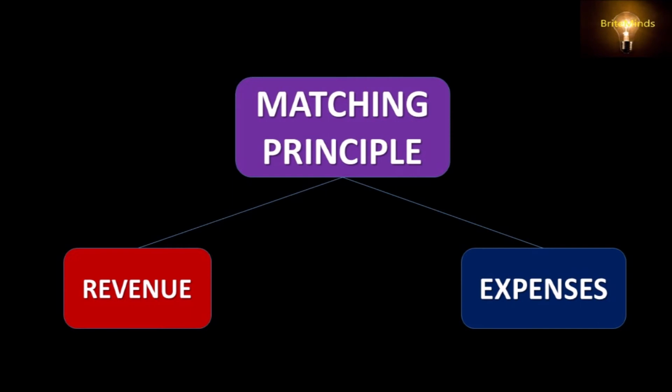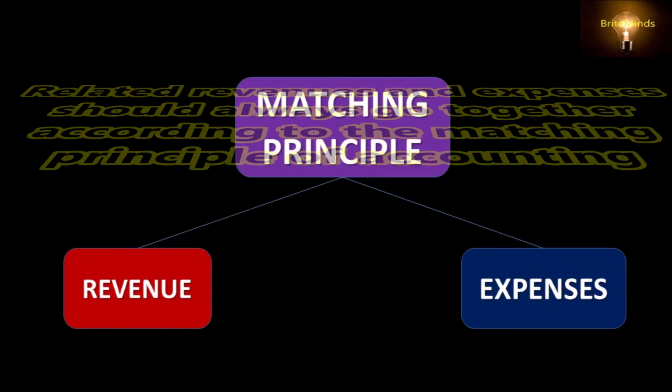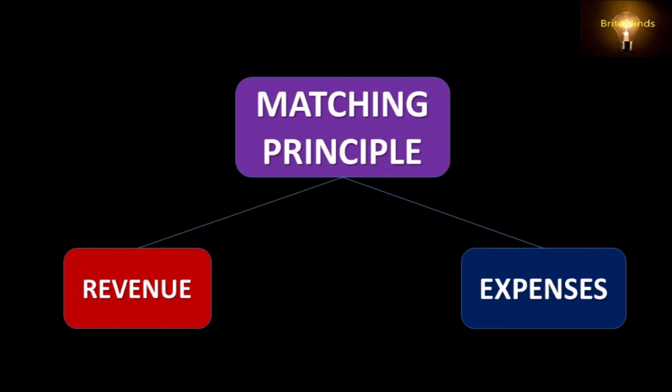This is according to the matching principle of accounting. According to the matching principle, related revenues and expenses should always go together. If the revenues are recorded in period 1, the related expenses should also be recorded in period 1.